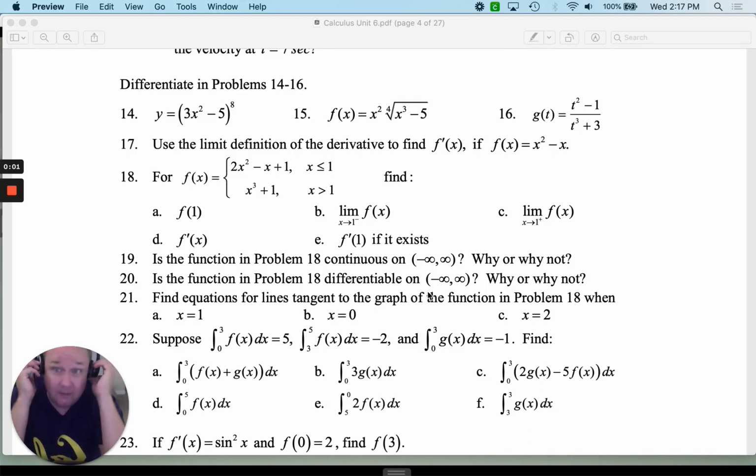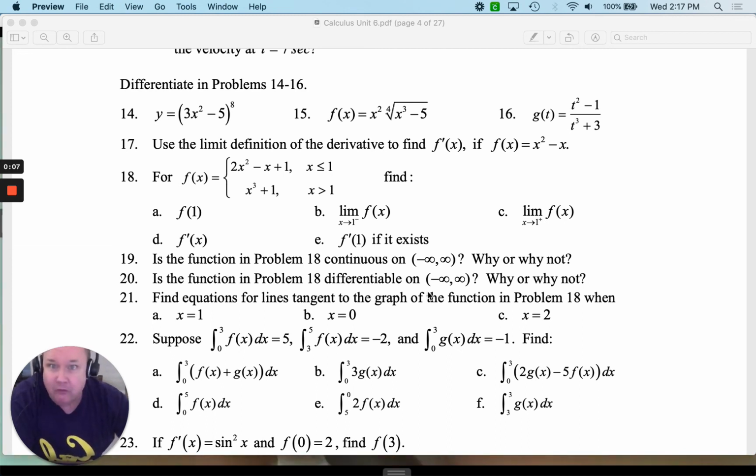Hey, back. 14. These are all review questions, which makes them very important. So number 14, y equals 3x squared subtract 5 to the exponent 8. Can you take the derivative? I hope so. So it's the power rule.